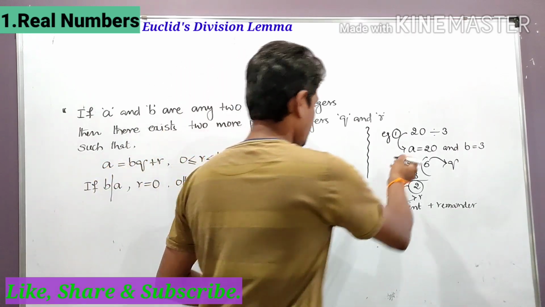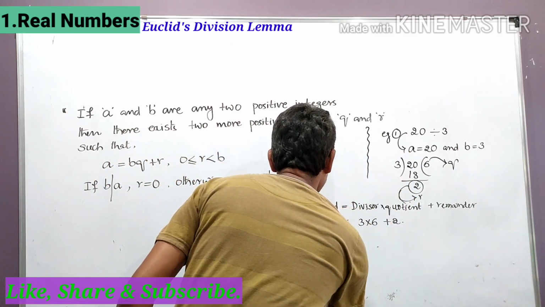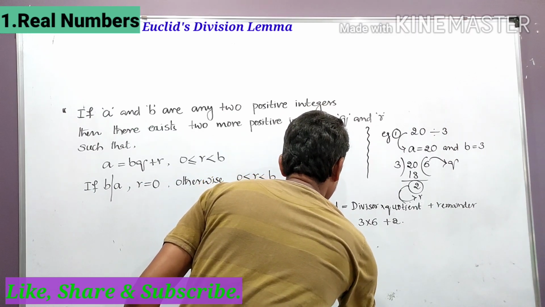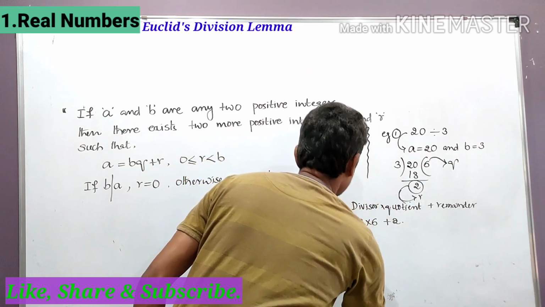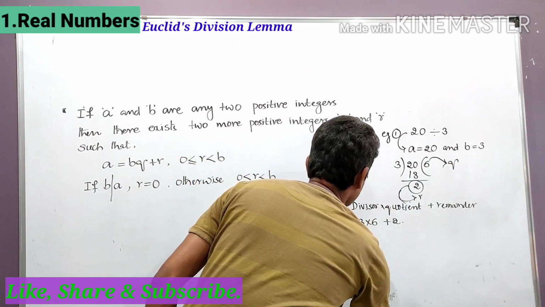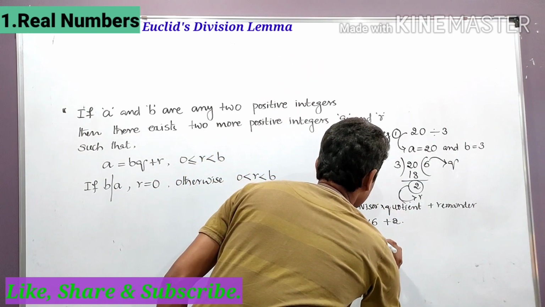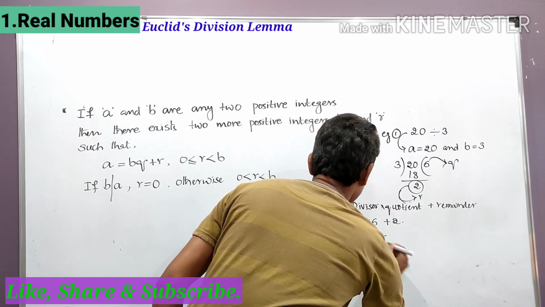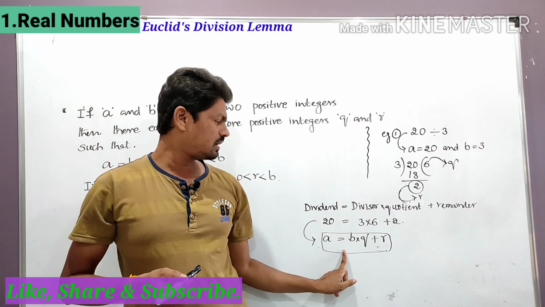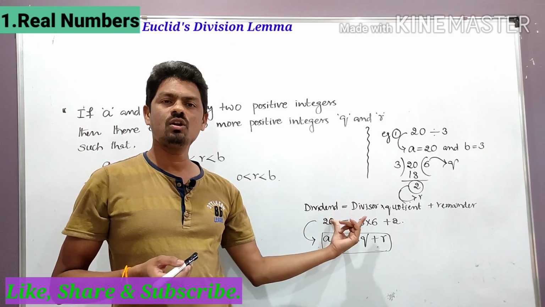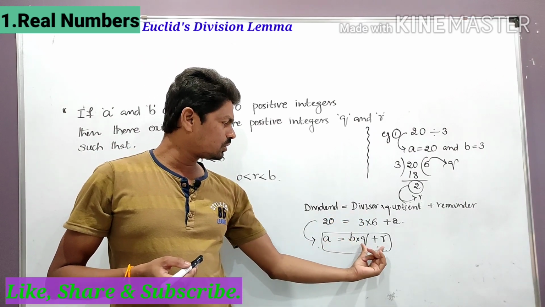So in the same way, Euclid's division lemma: 20 is equal to what, student? A here. 3 is equal to what? B, into 6 is Q, plus 2 is R. So a is equal to b into q plus r. This is Euclid's division lemma, student. It is based on the division rule.